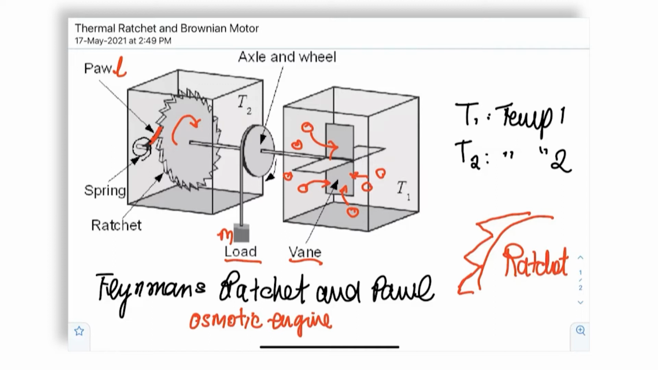Considering the two chambers, the effect the random motion has on the vane is the same as the effect on the pawl also. So if it is able to turn the ratchet, then it can also cancel the effect through the pawl, right? Very good.